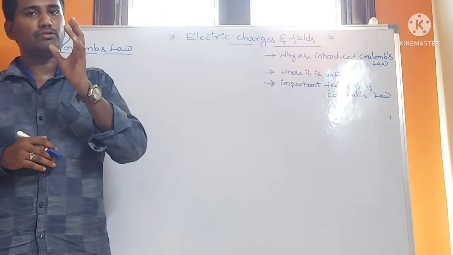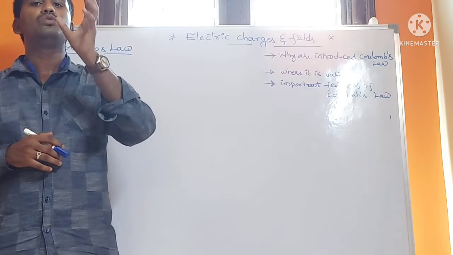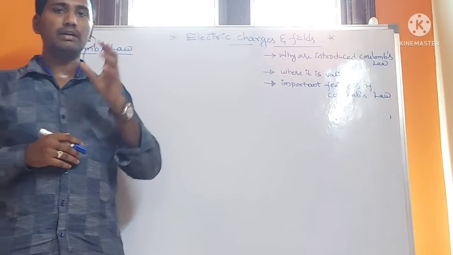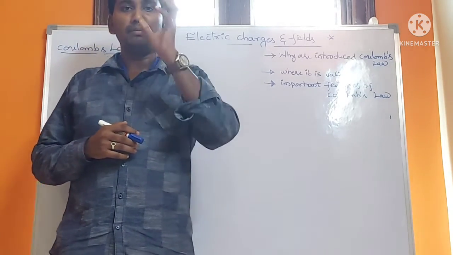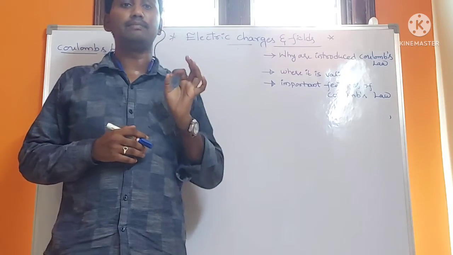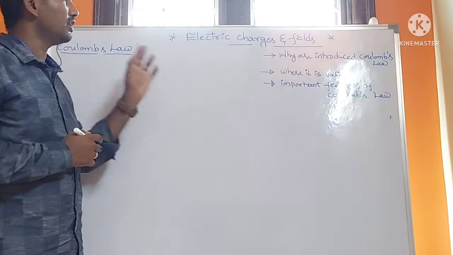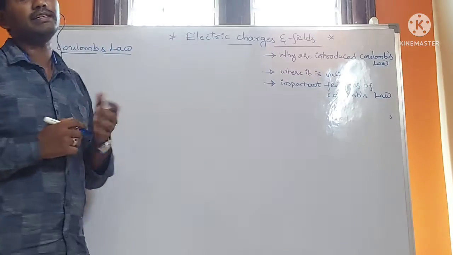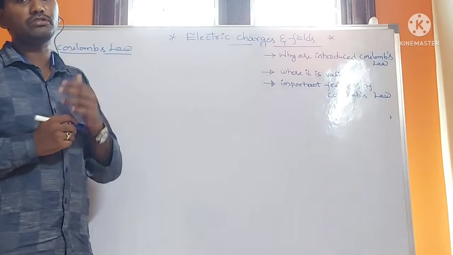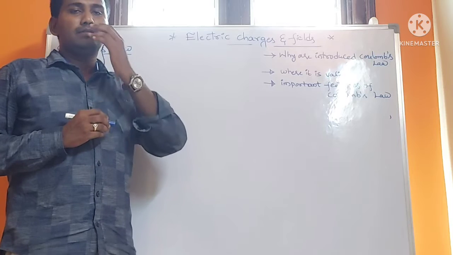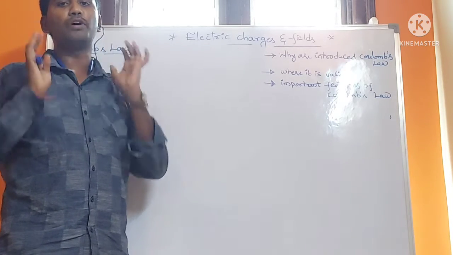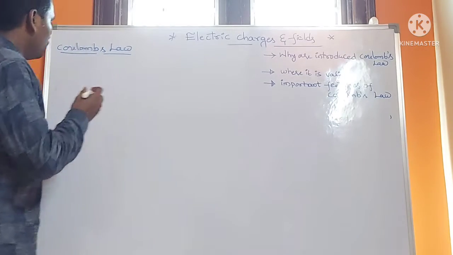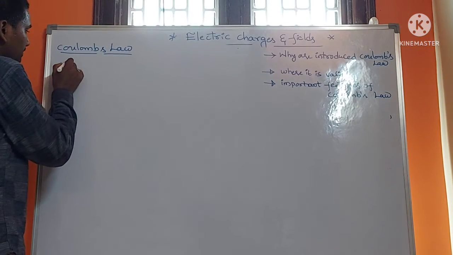The electric force between two charged objects was measured quantitatively by Charles Coulomb, one of the great scientists. This scientist introduced Coulomb's law. This law is used to find the force between two point charges. Now, this is the Coulomb's law statement.